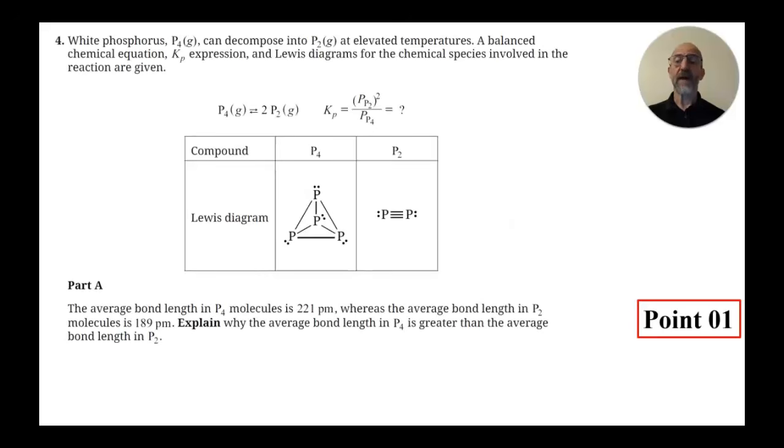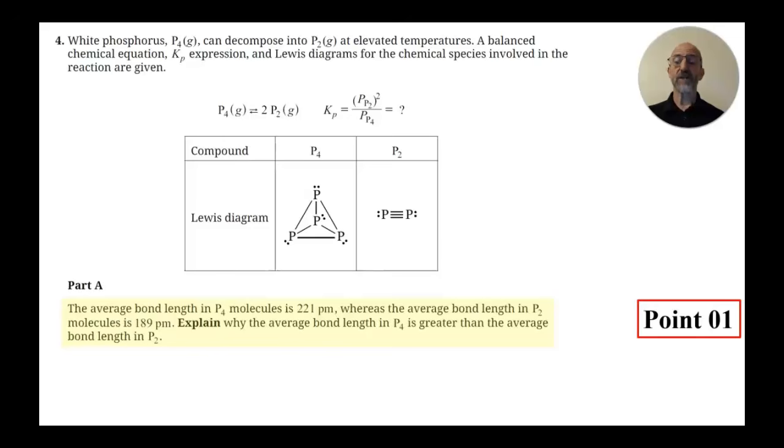In question 4, it says white phosphorus, which has the chemical formula P4, can decompose into P2 at elevated temperatures. A balanced chemical equation, the Kp expression, and Lewis diagrams for the chemical species involved in the reaction are given. Now, the first point, part A, it says the average bond length in P4 molecules is 221 picometers, whereas the average bond length in P2 molecules is 189 picometers. Explain why the average bond length in P4 is greater than the average bond length in P2.